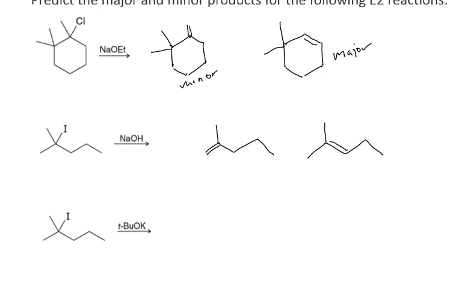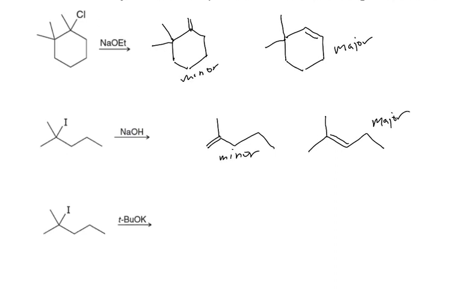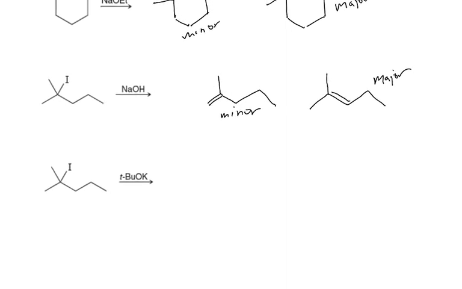All right, and now in this case, I have, again, a di-substituted versus a tri-substituted alkene, and so I would expect this to be my major product and this to be my minor product. All right, and then our third example, we have the same alkyl halide, and so we have the same two options.